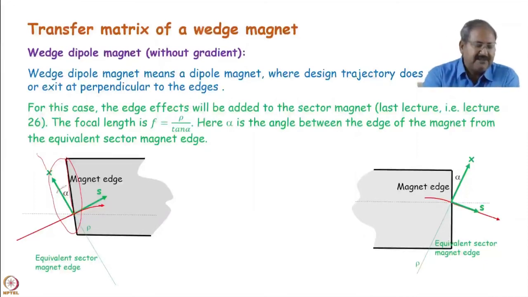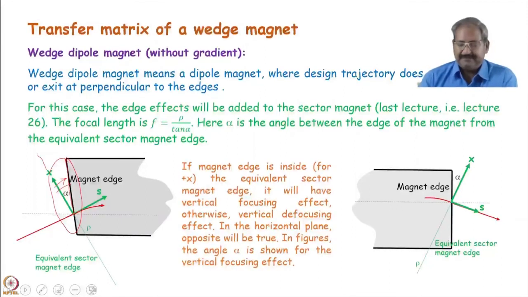and this alpha is the angle with a sector edge for this angle. Now if this angle is in this direction, we have seen in our example of edge effect, this will produce a defocusing effect compared to the sector magnet in the horizontal plane, and a focusing effect in the vertical plane.